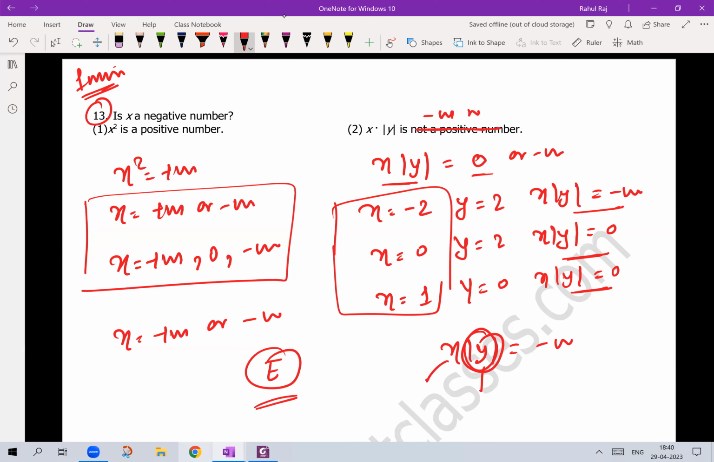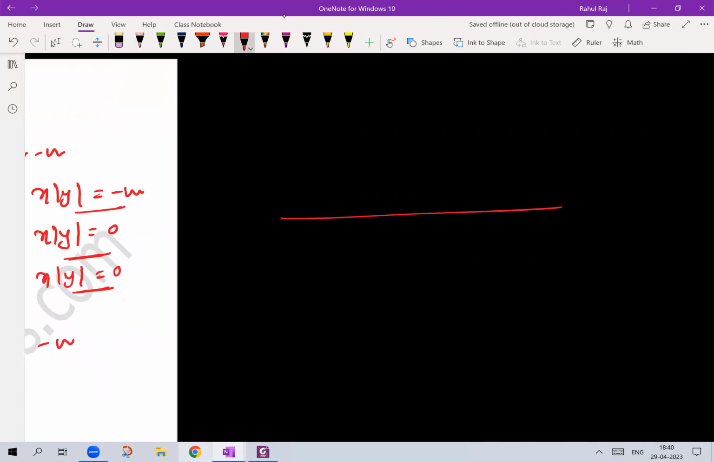So for this to be negative, x should be a negative value. Only then can you say it. They should straight away say it's a negative value, because when they are saying it's not a positive number, on a number line you have a negative number, you have a 0, you have a positive number. So 0 is neither negative nor positive, 0 is an independent element.